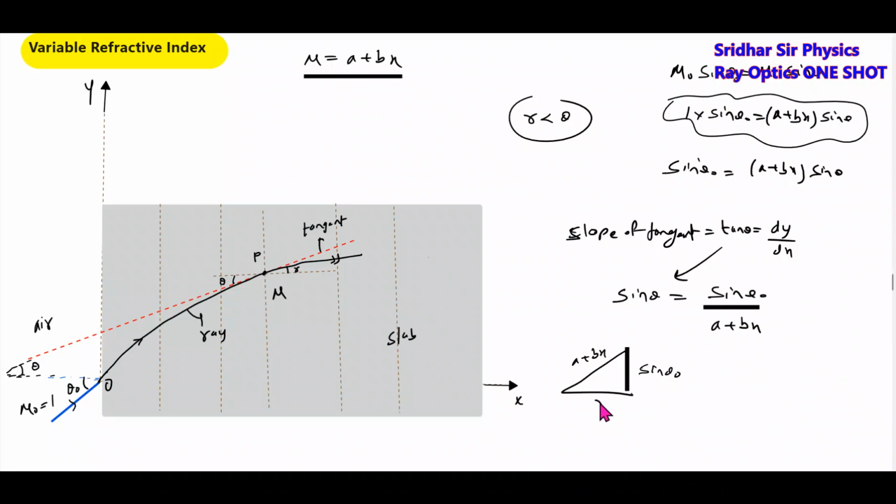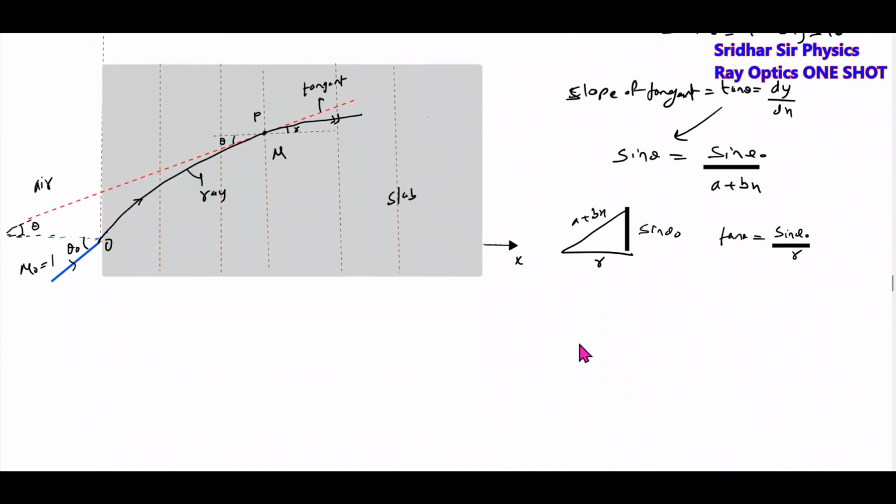I think definitely we can calculate this. Then tan theta is what? Solving this, writing and integrating, we'll get the equation for the path. Here what is mu? Mu is varying along the x-axis. If mu decreases, the ray will take a path like this. I'll show the rough diagram.